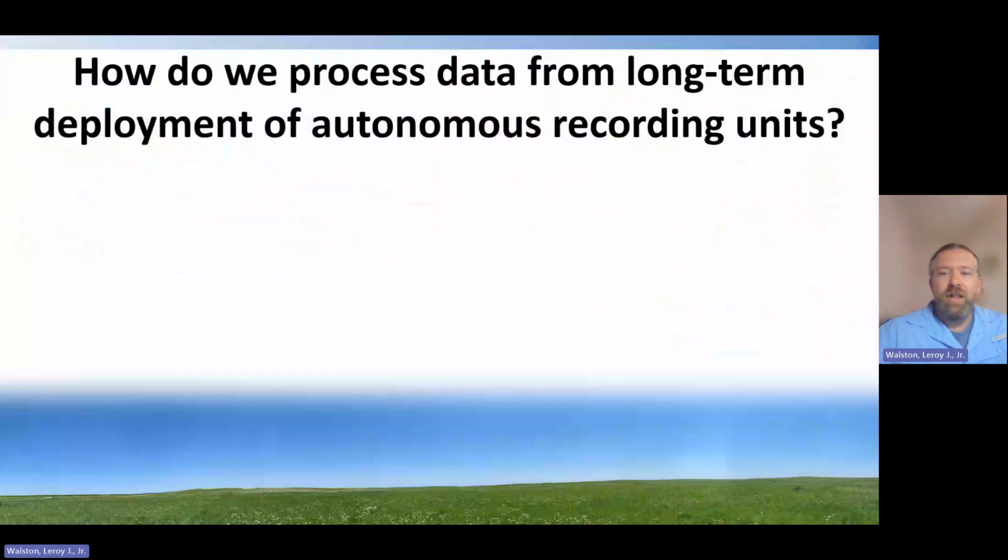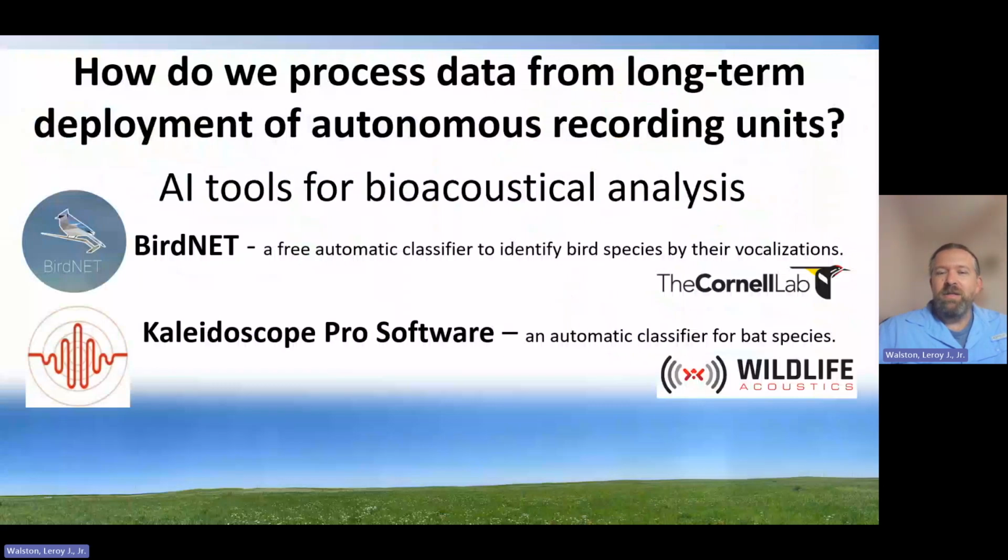A lot of research and development has produced AI-enabled tools to expedite bioacoustic analysis. I'll cover two of them in this talk. One of them is called BirdNet, obviously for birds. It's a relatively new automatic species classifier that uses deep learning to identify over 6,000 species in its current development state, over 6,000 species worldwide, and it's developed by the Cornell Ornithology Laboratory.